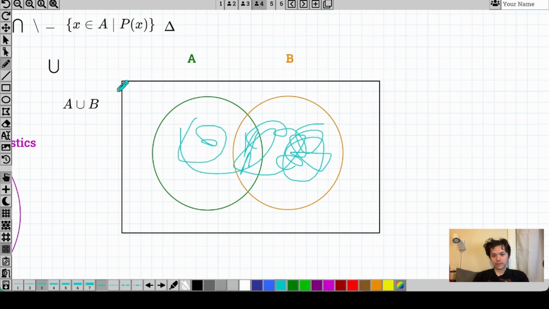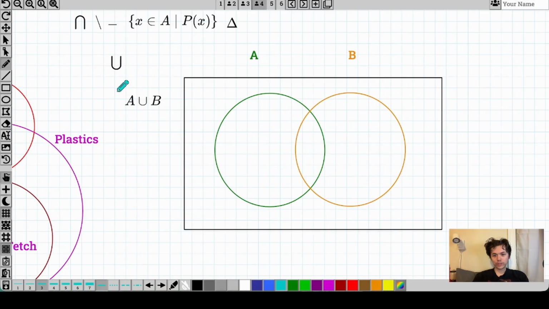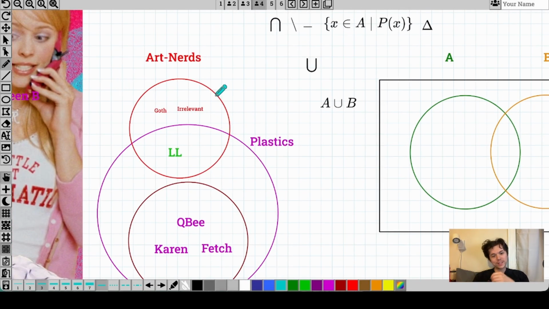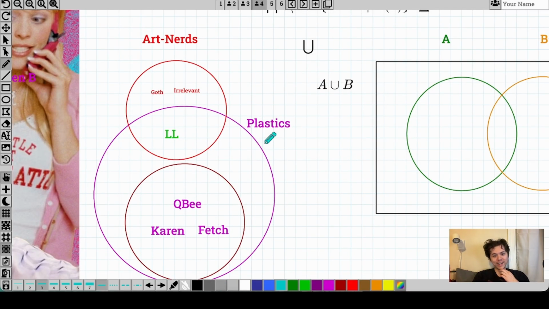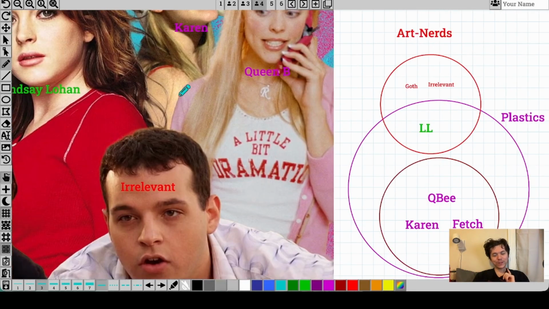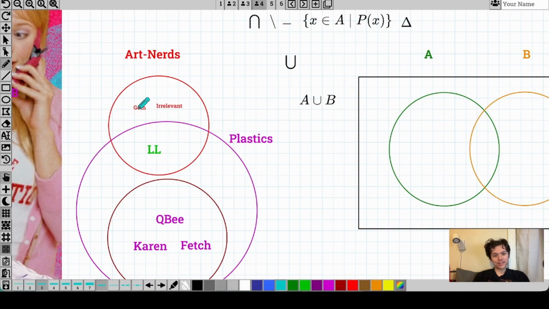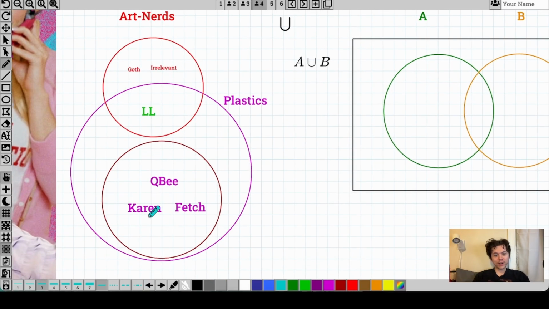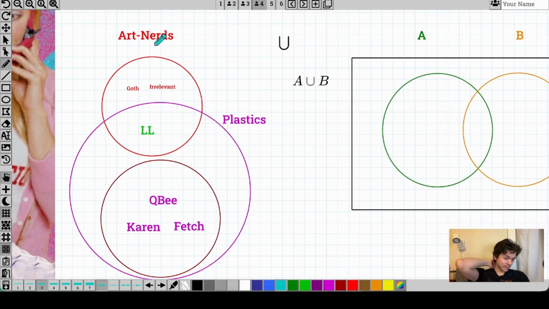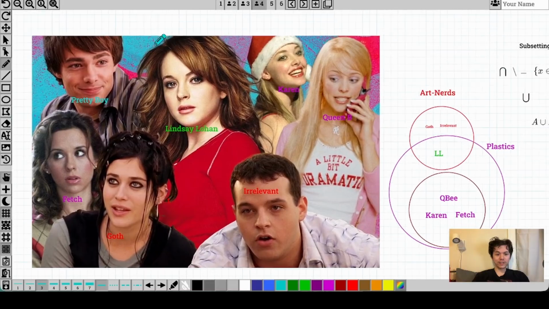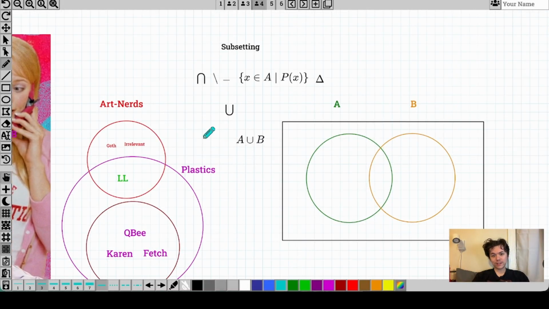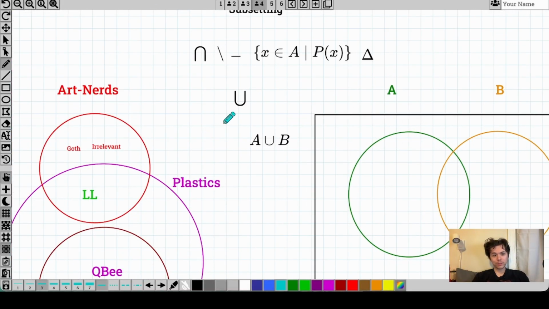And the example we're going to give is basically the Art Nerds union the Plastics, which is almost the entire cast, if you look here. The Art Nerds union the Plastics: Goth, Irrelevant, and Lindsay Lohan, and Queen Bee, Karen, and Fetch. So Art Nerds union the Plastics is 6 people out of 7 of the young adults in the cast of Mean Girls.